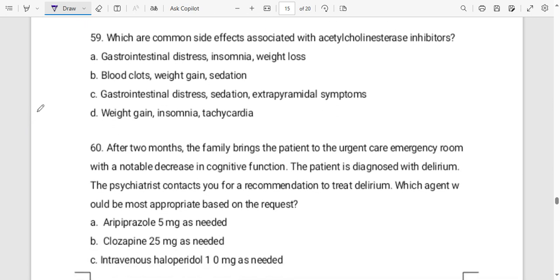Which are common side effects associated with acetylcholinesterase inhibitors? The common side effects: GIT distress, insomnia and weight loss; or blood clots, weight gain, sedation; or GIT distress, sedation and extrapyramidal symptoms; or weight gain, insomnia, and tachycardia. Anyone to help with this one?